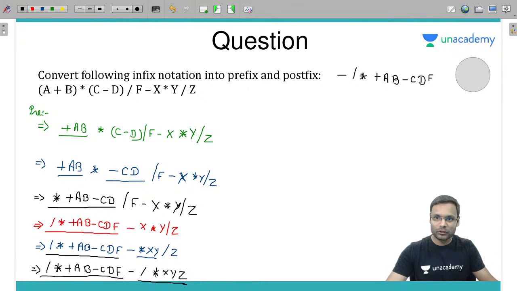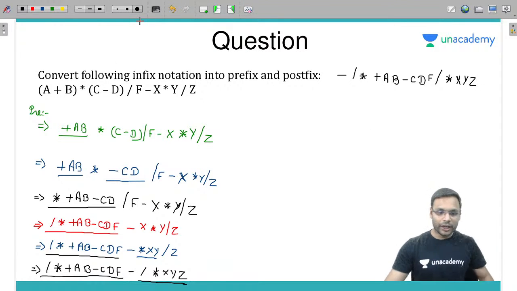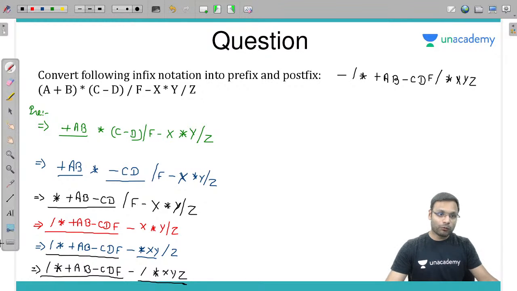Okay, let me keep it close. Let's bring it a little closer. Divide star Y, X, Y and Z. This is your final answer. If you also solved along with me or even before me, you can verify if you got the same answer. Now I am going to go for postfix.